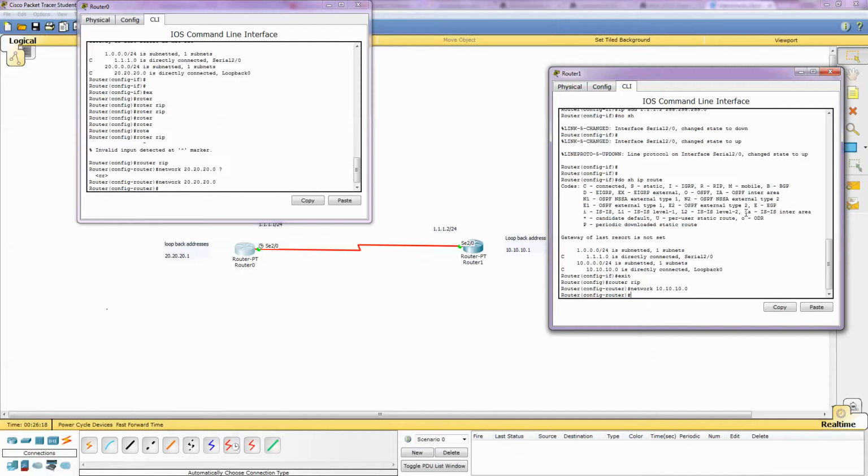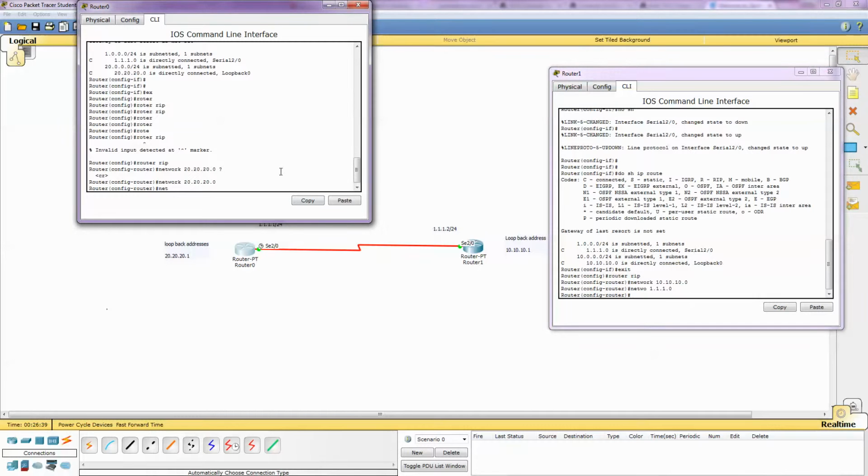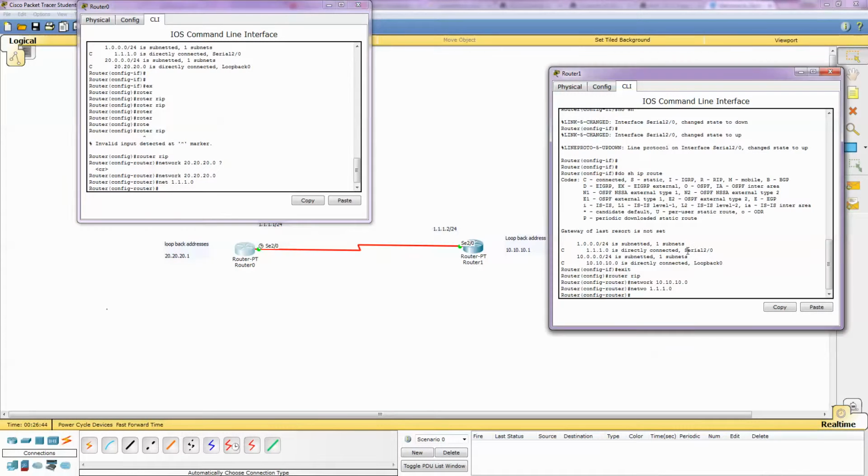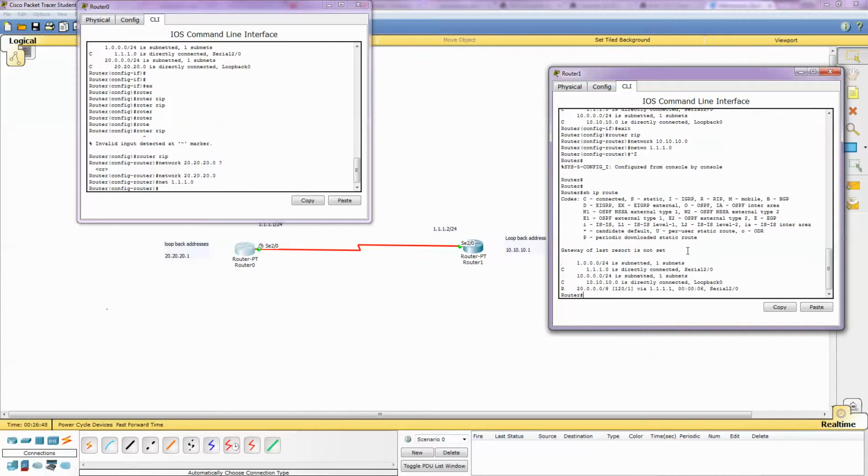But we have advertised only our loopback addresses. Our serial interface addresses are still not advertised. So we have to use the same command, network 1.1.1.0 here and network 1.1.1.0 here. So now just go into the routing table, show IP route. Here we go.